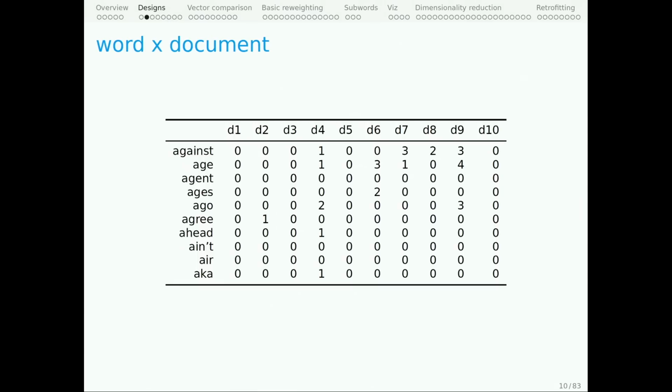Yeah? Would you count the co-occurrences only if they're immediate neighbors, or would it be based on neighbors within, I don't know, an arbitrary value set? That's a great question.